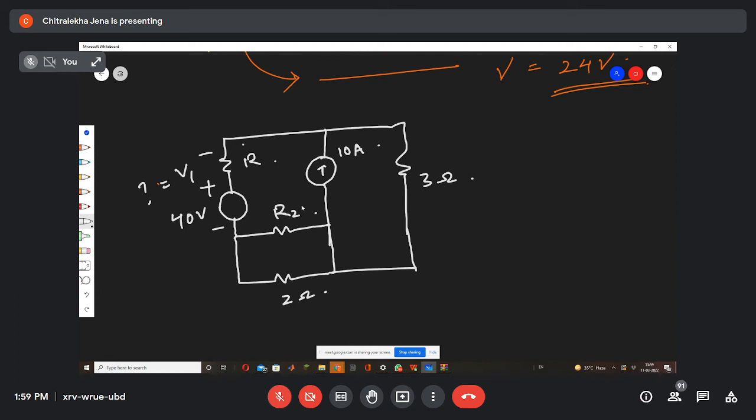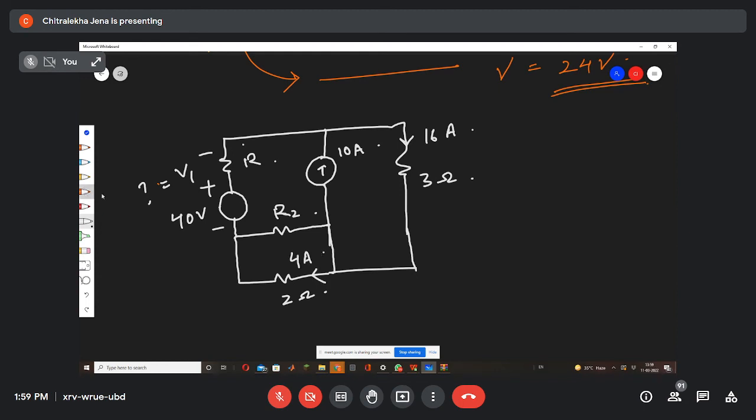Find the value of V1. I will give the current. This is 16 ampere current going here. This one is 4 ampere current going here.